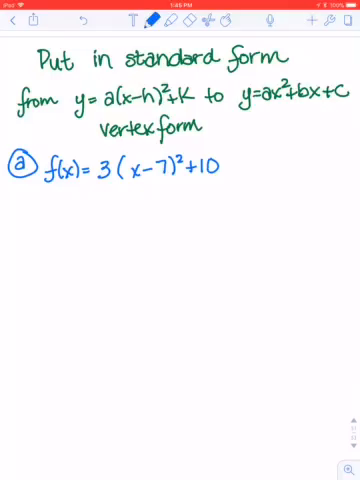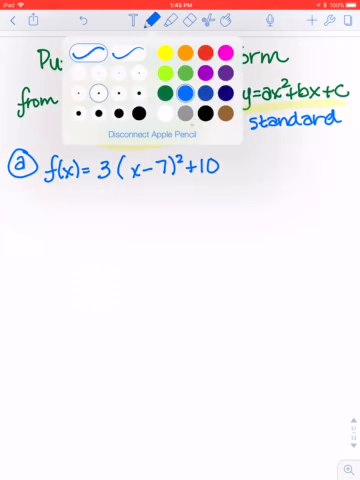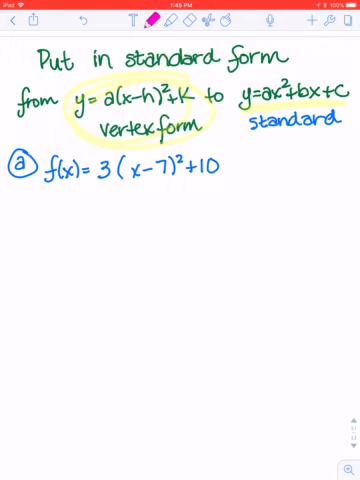Hi guys, let's do some practice with putting things in standard form from vertex form. So on this we have vertex form, which is how our equation is going to start out. And we need to get it in this final form, which is going to be standard form. Now in most cases it's going to require some kind of multiplying and maybe some gathering of terms.